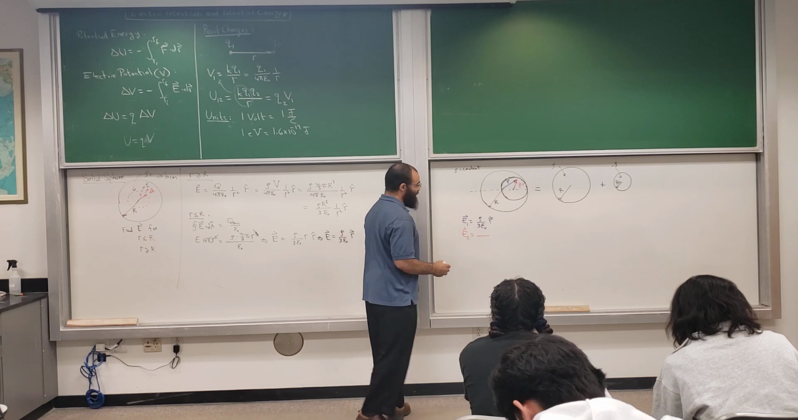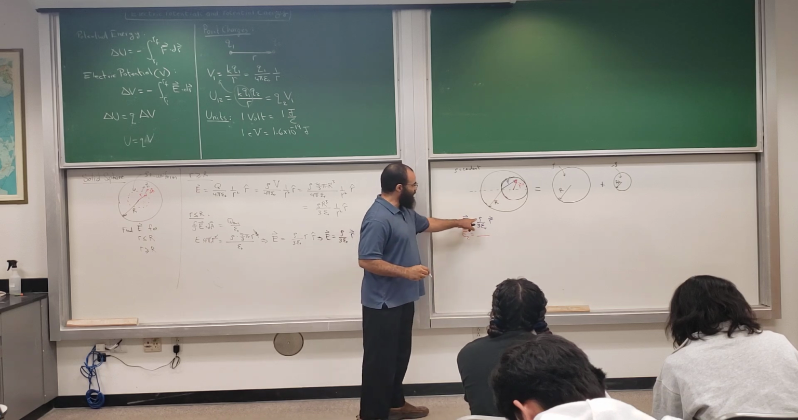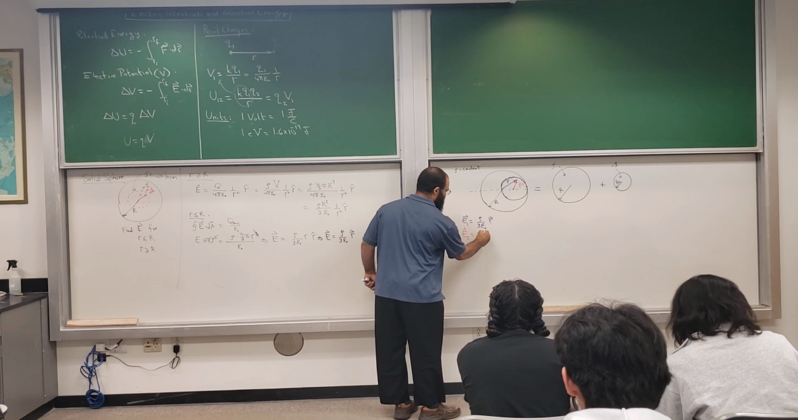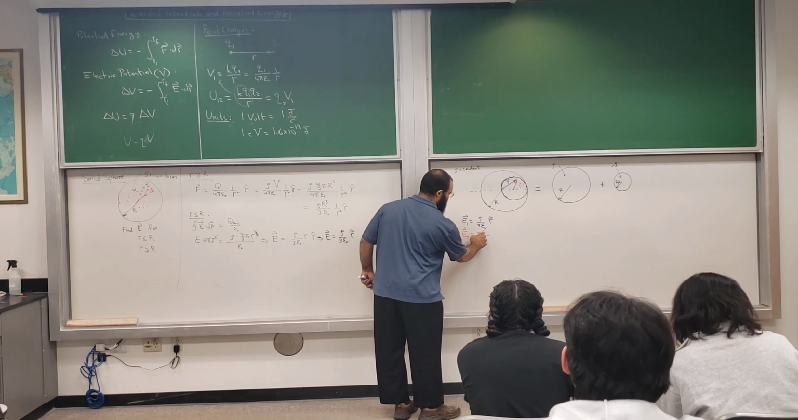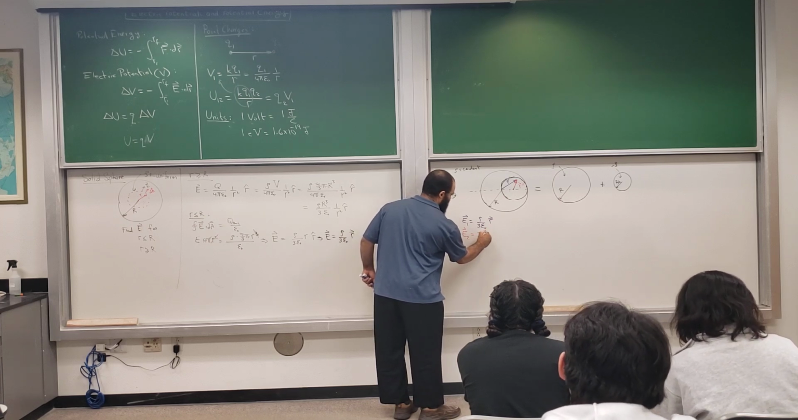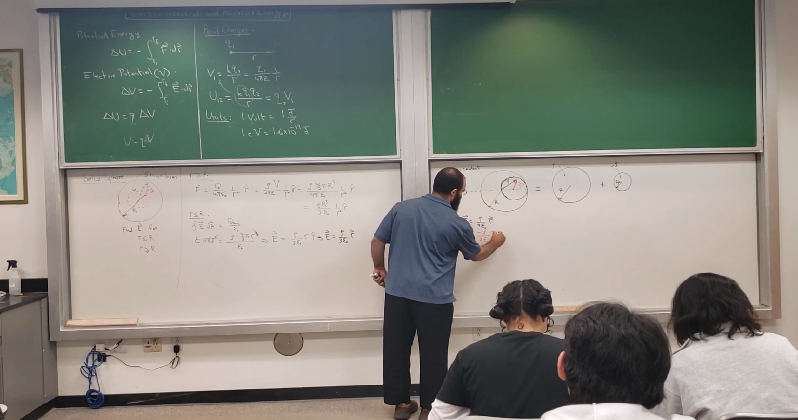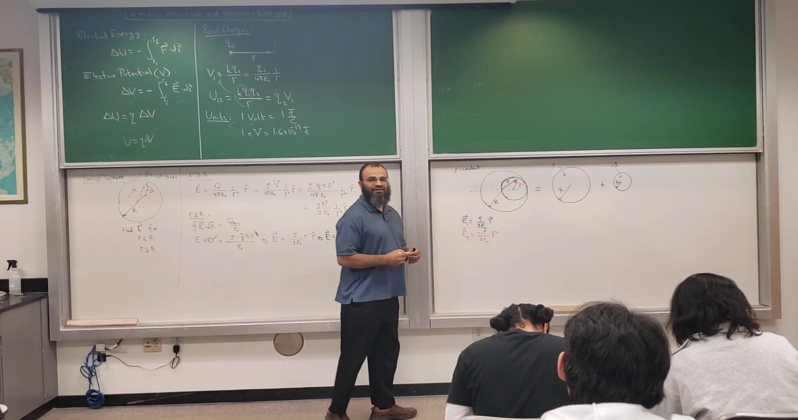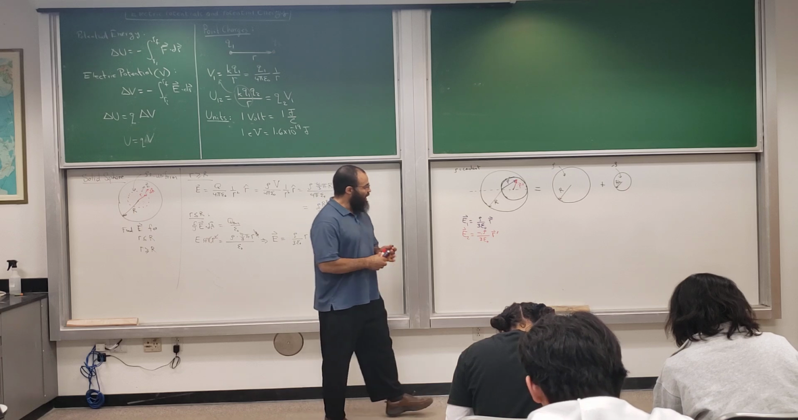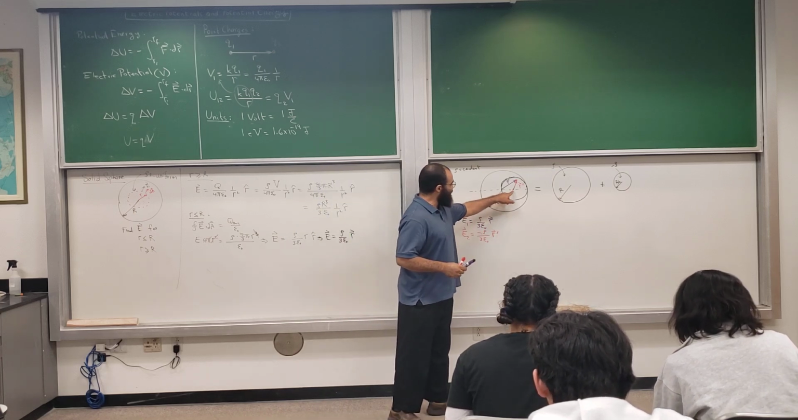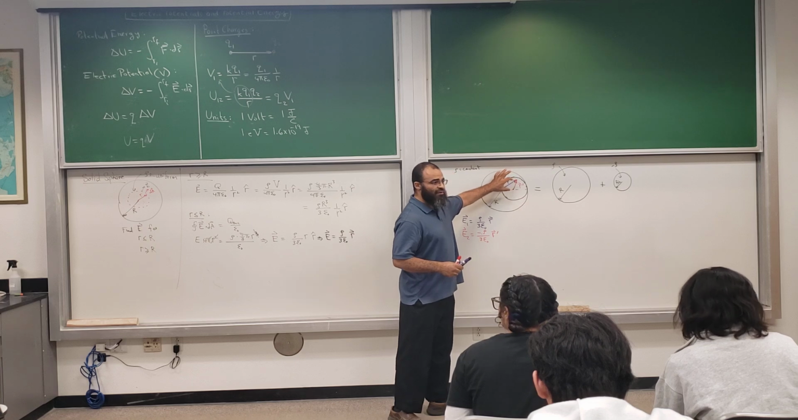It's still a solid sphere, but the density is negative rho. So what can I say? Minus rho over what? 3 epsilon naught. Yes. R prime. It's going to be r prime because r is measured from the center, right? It's the distance from the center. The center of this one to this point is r prime.